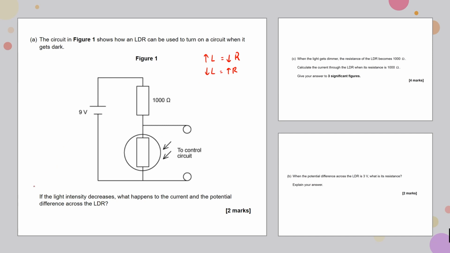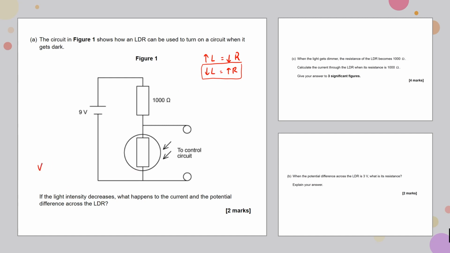Okay. And then it says, so we got a 9-volt battery over here. We got a fixed resistor, which is 1000 ohms, and we got this LDR. It says if the light intensity decreases, what happens to the current and the potential difference across the LDR? So if the light intensity decreases, that resistance will increase.